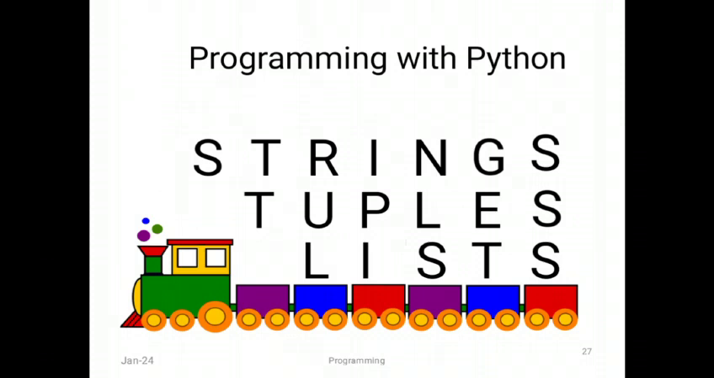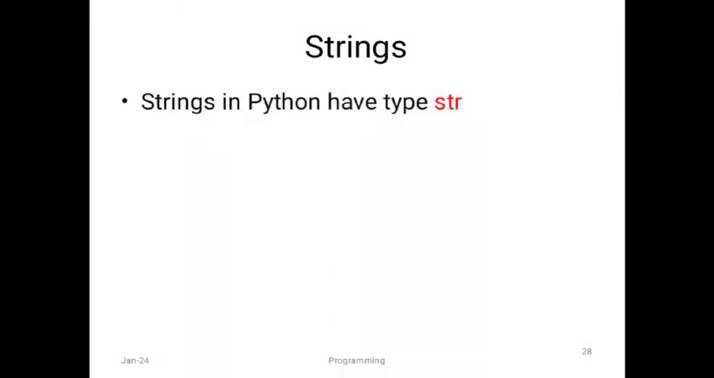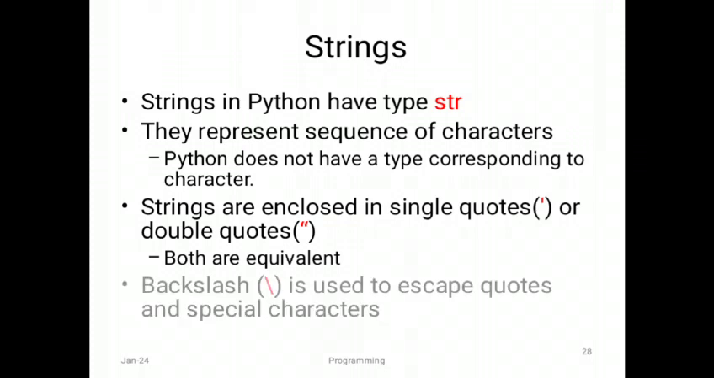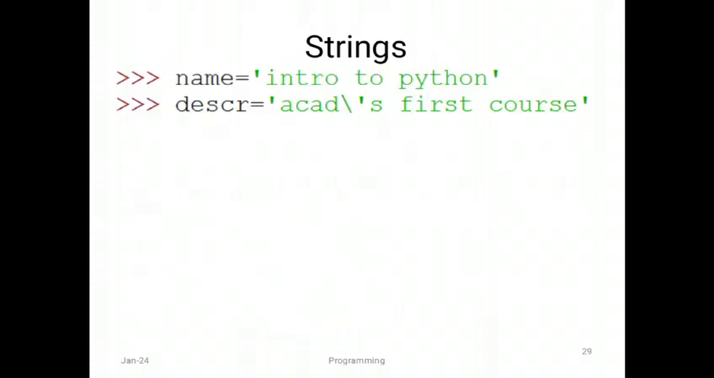Next we shall see strings, tuples and lists. What is called a string? A string is a collection of characters and it is represented as str. Strings represent a sequence of characters and they are enclosed in single quotes or double quotes; both are equivalent. A backslash is used to escape quotes and special characters. This is an example of a string: name is the variable, equal to, within single quotation marks, intro to Python. This is the string we are using here, and the next line is also a string.